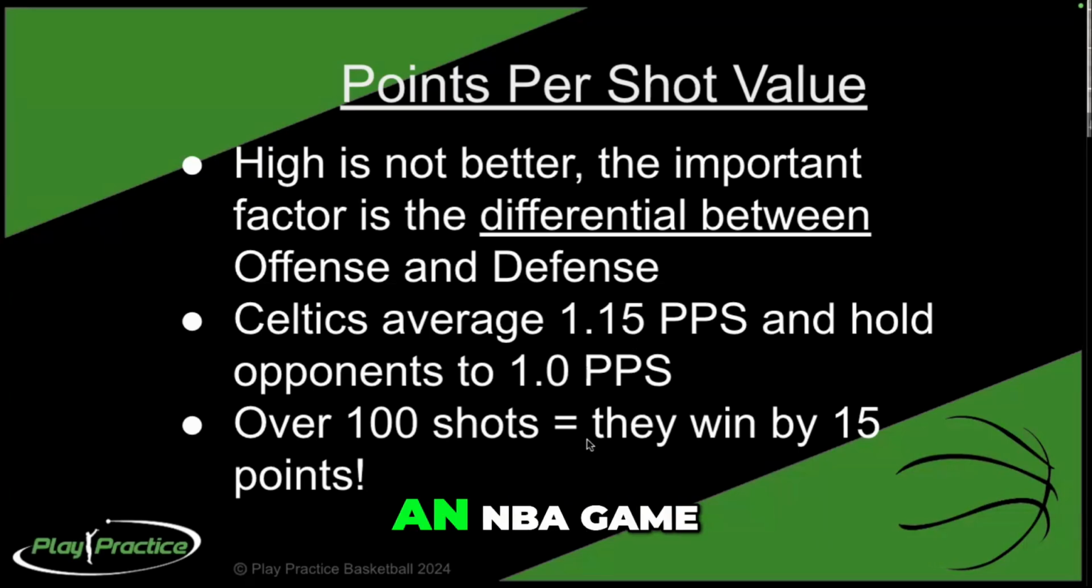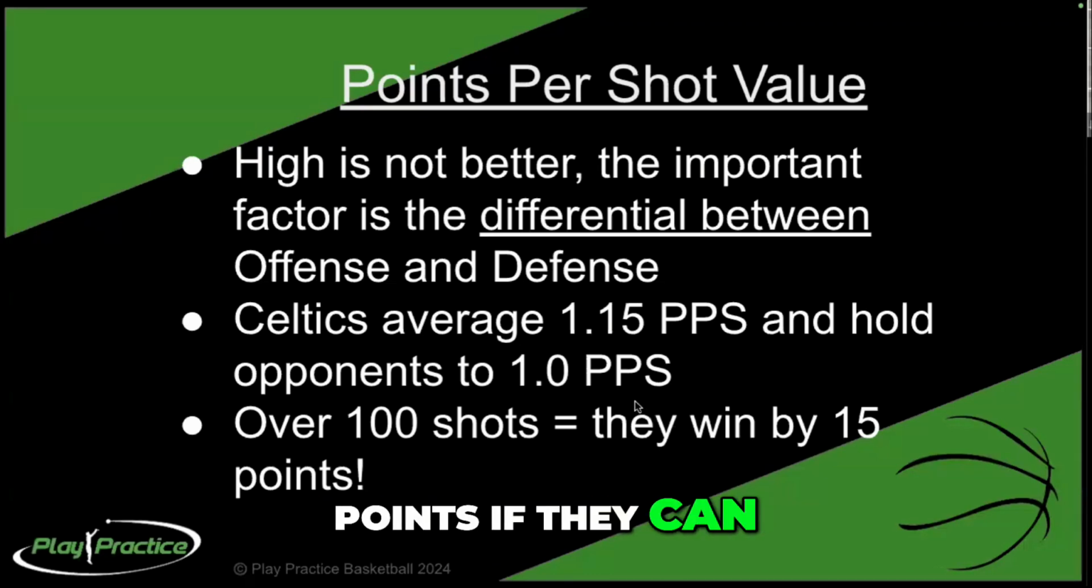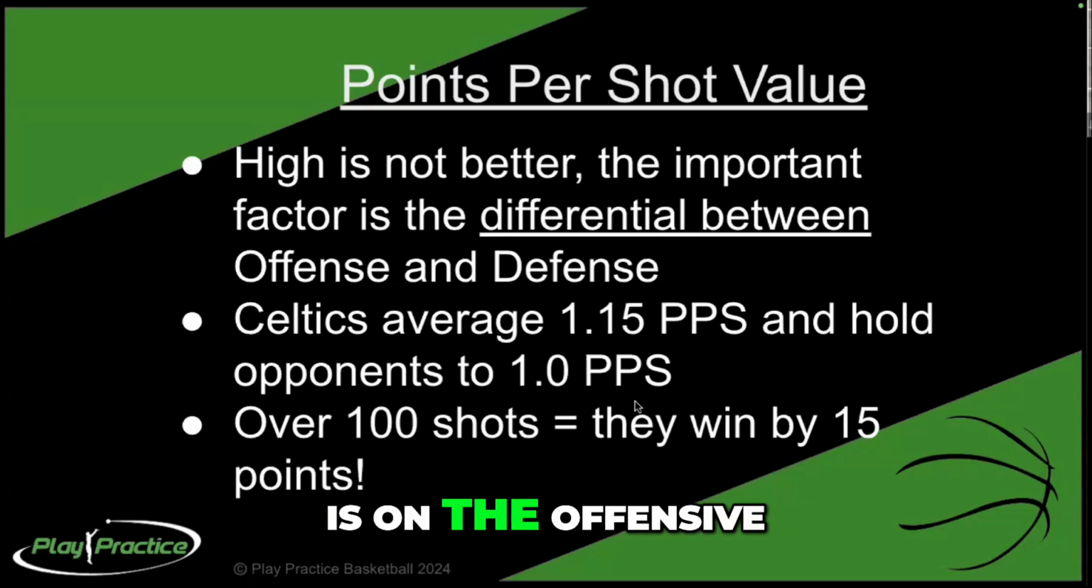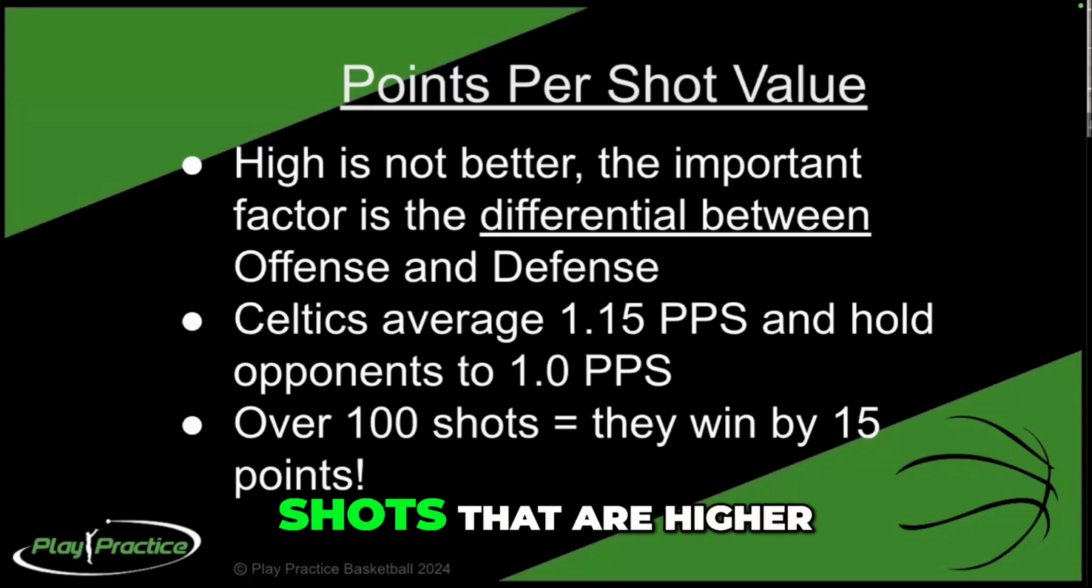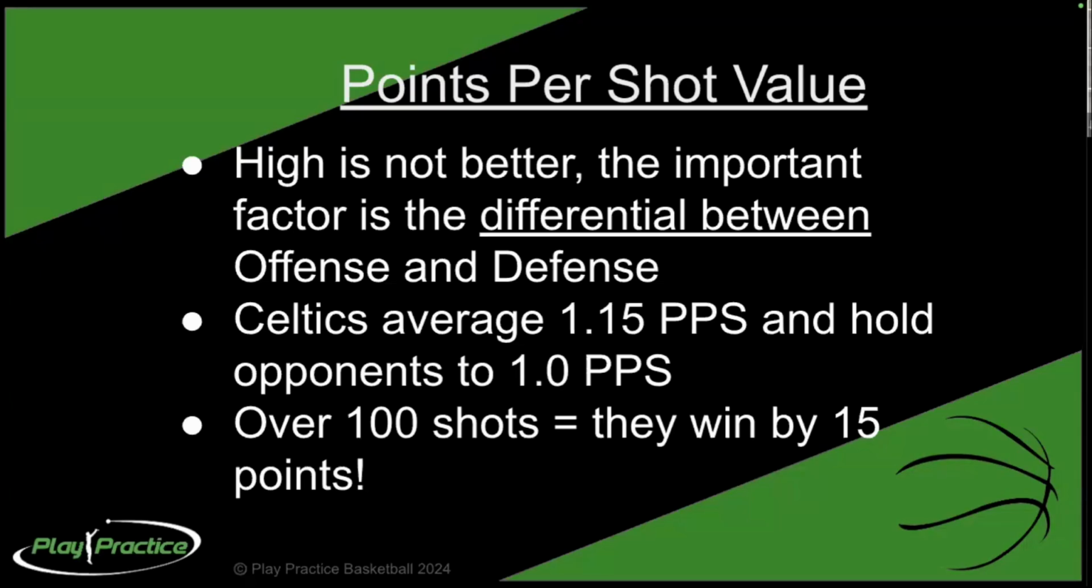Over 100 shots in an NBA game, longer game, faster pace. They get 100 possessions, they win by 15 points if they can just hold that difference. And most of the work, again, is on the offensive side of taking better shots that are higher efficiency scoring. And then you do have to do the job on defense to hold your opponent below that, right?